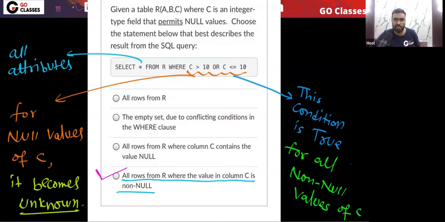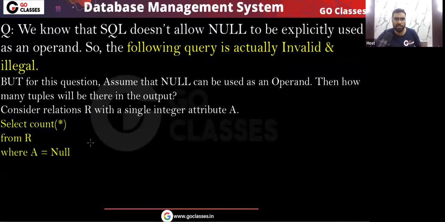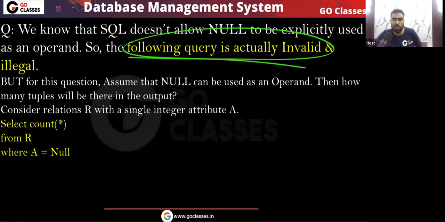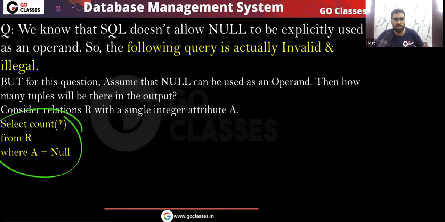Is this clear? Very simple question. Tell me the answer for this question. This type of question has come in the GATE exam in 2004, I think, where they are asking you to assume something. See, we already know that SQL does not allow null to be explicitly used as an operand. SQL does not allow null as an operand in the SQL query. So the following query is invalid. Do you agree the following query is invalid? Yes or no? This query, A equal to null, is invalid, illegal.